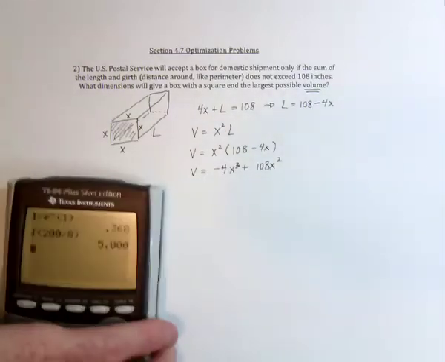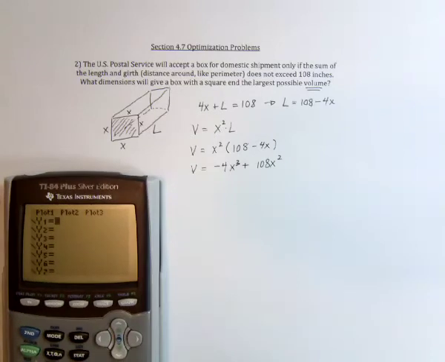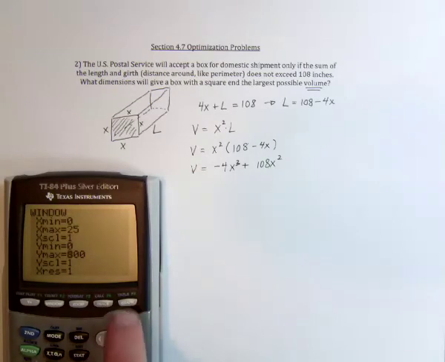And then a quick look at the graph. Negative 4x cubed plus 108x squared. So it's a box that the post office would accept. So 0 to, well, that would be about 2 feet. That should be plenty. And then volume, I'll try the same thing.